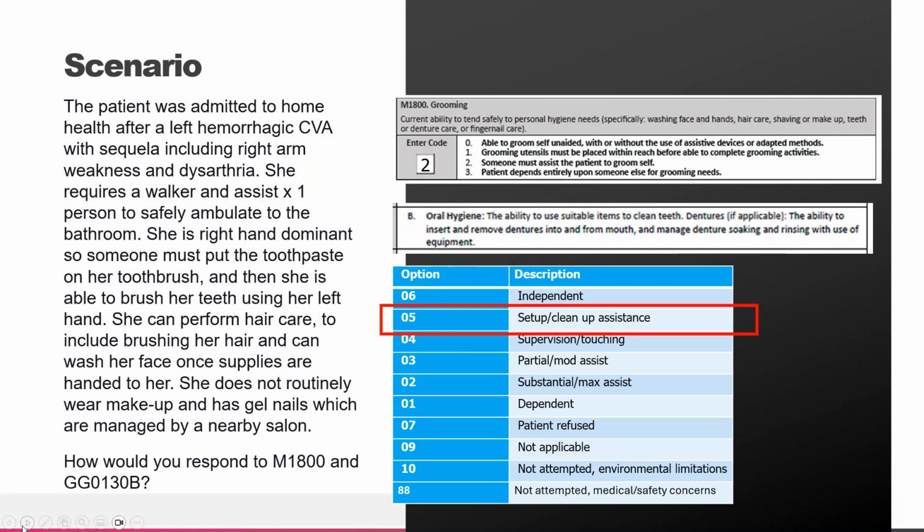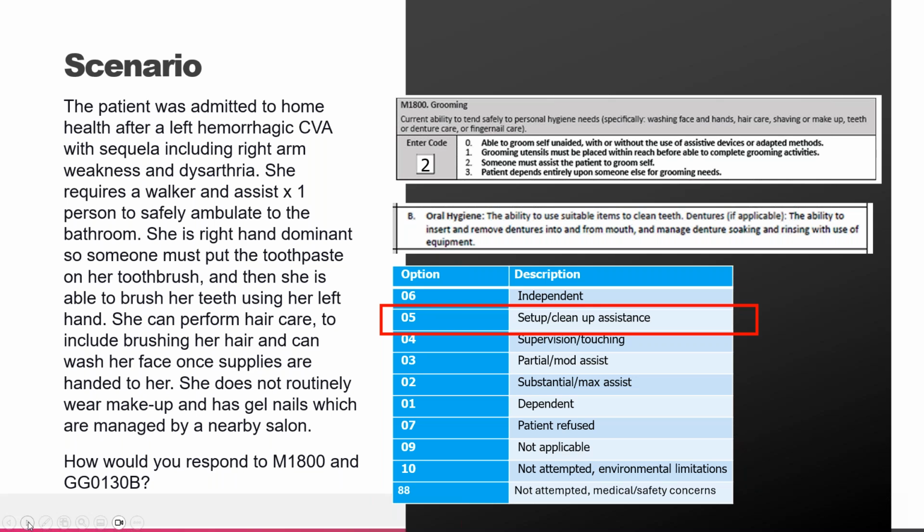M1800, 2. Why is she a 2? Because somebody's got to put the toothpaste on for her. She's also got to have some assistance to get to the bathroom. So that tells me she has to have somebody to assist. When I look at GG0130B, however, I am a very keep-it-simple, stupid person.